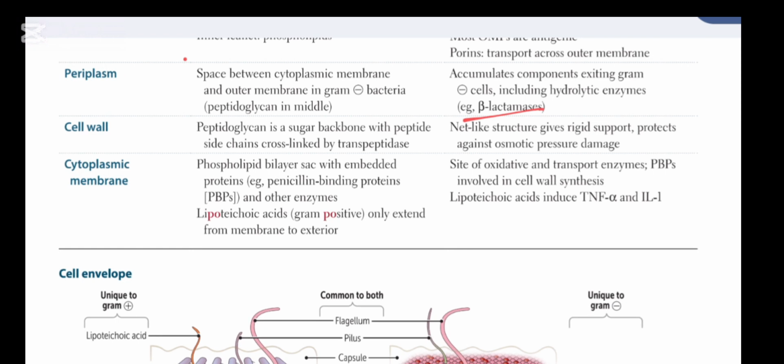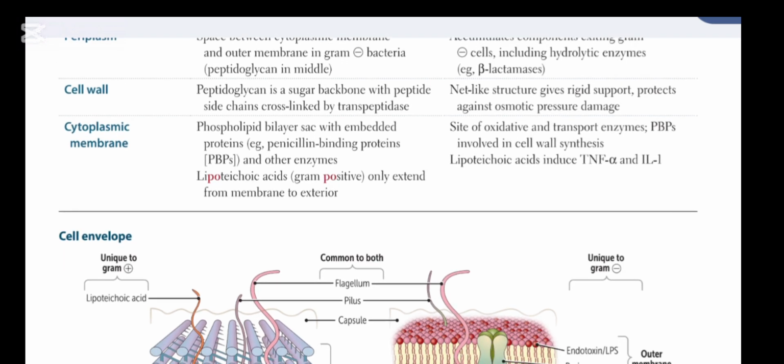Then you have the cell wall. So cell wall is a peptidoglycan, and basically it's a sugar backbone with peptide side chains that are cross-linked by a transpeptidase. So it is a net-like structure giving rigid support and protecting against the osmotic pressure damage to the bacterial cell. Then the last we have the cytoplasmic membrane, that is just like eukaryotic cells.